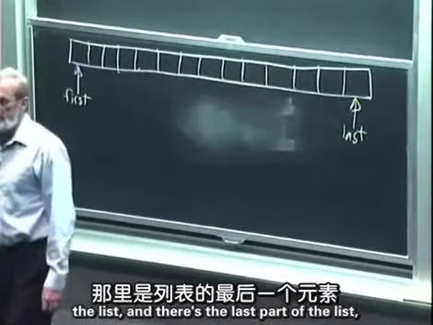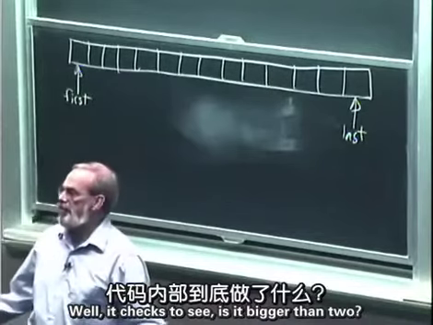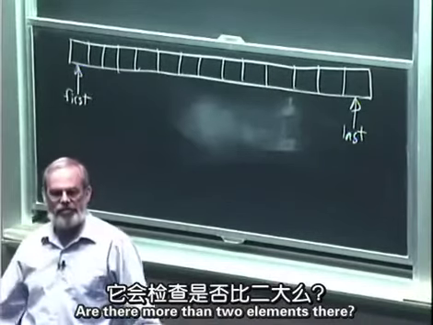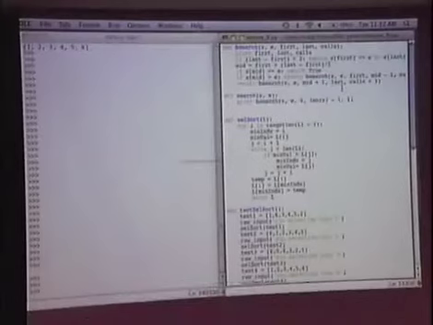There's the last part of the list. And what does it do inside that code? Well, it checks to see, is it bigger than 2? Are there more than 2 elements there? If there are less than 2 elements there, I just check one or both of those to see if I'm looking for the right thing.